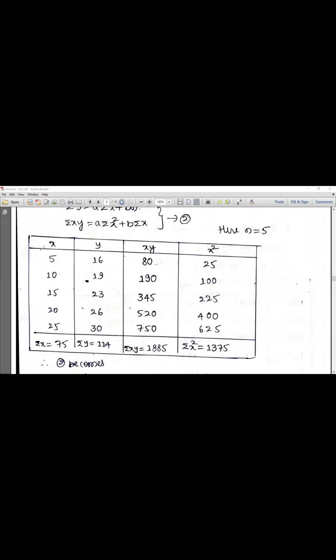Next, the x column is there, the y table is there. He has given x as 5, 10, 15, 20, 25. Based on this, let us see what all the things are required here. Summation of y is required, summation of x is required, n is required because a and b are constants to be determined. Summation of xy is required, summation of x square is required, summation of x is required.